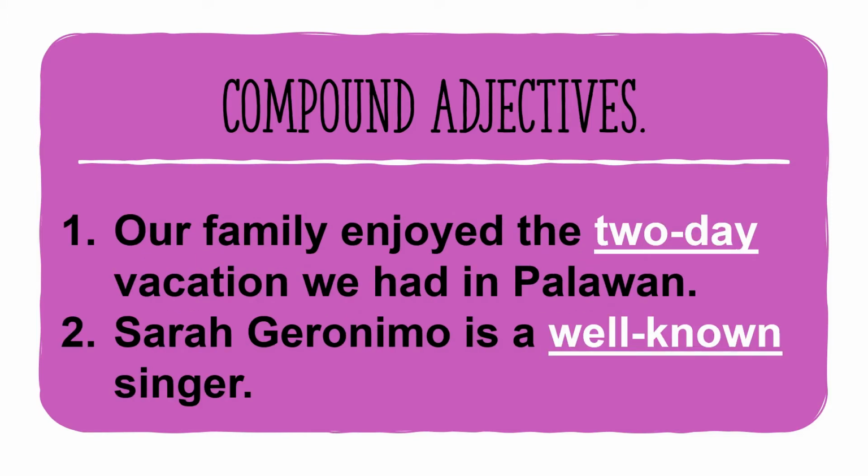Let us take a look at these two examples. For the first one, our family enjoyed the 2-day vacation we had in Palawan. The underlined word there is the compound adjective. The same in number 2. Sarah Geronimo is a well-known singer. Well-known here is a compound adjective. For the first sentence, we are referring to the vacation, and we describe it as a 2-day. In sentence number 2, we are referring to the noun singer, and we are saying that it is a well-known singer.